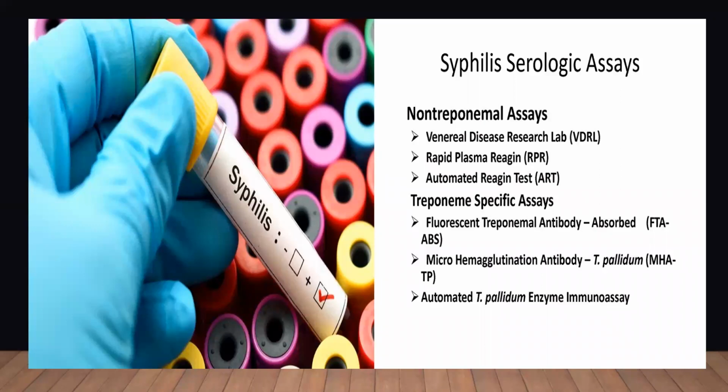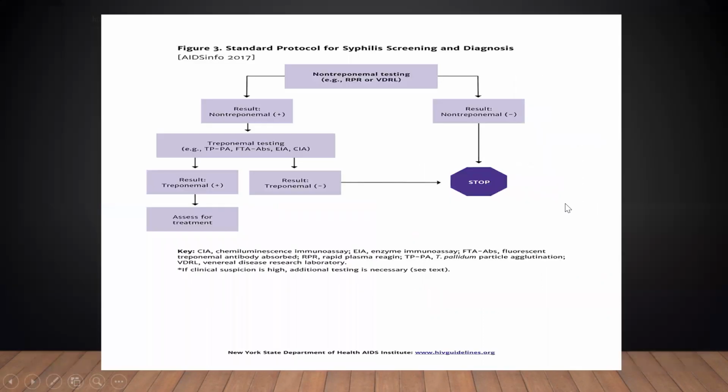The syphilis serological assays include non-treponemal assays: VDRL, rapid plasma reagin, RPR, automated reagin test, ART, and treponemal-specific assays including FTA-ABS and MHA-TP, and automated Treponema pallidum enzyme immunoassay. This is a standard protocol for syphilis screening and diagnosis. For example, the non-treponemal testing, including RPR or VDRL. If the result is positive, then the treponemal test is conducted, and if the result is also positive, then we have to assess the patient for treatment.